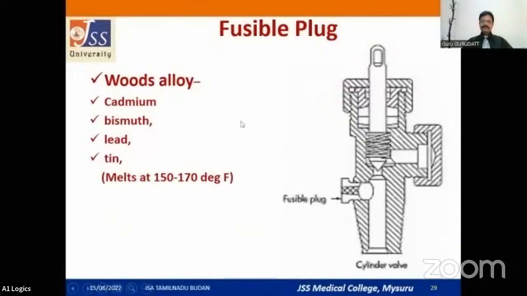The Fusible Plug is commonly asked about again, because the Fusible Plug has a metal, or an alloy actually, inside. This alloy is called Wood's alloy or Wood's metal. It is made of cadmium, bismuth, lead, and tin. The specialty is that it melts at 150 to 170 degrees Fahrenheit. When the cylinders are accidentally kept in the sun, the temperature starts increasing. Once it reaches this temperature, the alloy starts melting and the gases are vented out. So the problem of the cylinders breaking can definitely be prevented.